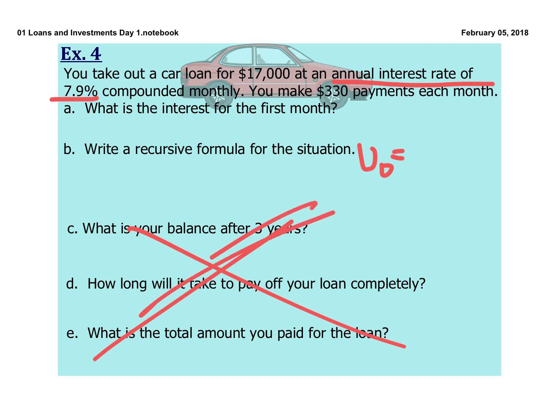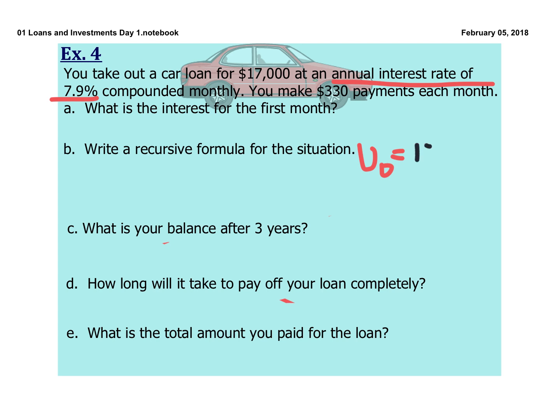All right, so while they're putting it into the calculator, I'm going to say what they should have had for the equation. U sub 0 was our principal. Our starting amount was $17,000. That's how much I borrowed.